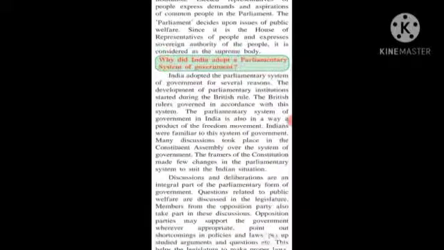India adopted the parliamentary system of government because of many reasons. First, the development of parliamentary institutions started during the British rule. Second, the British ruled in accordance with this system. Next, the parliamentary system of government in India is also in a way a product of the freedom movement. Indians were familiar with this system of government since ancient times.